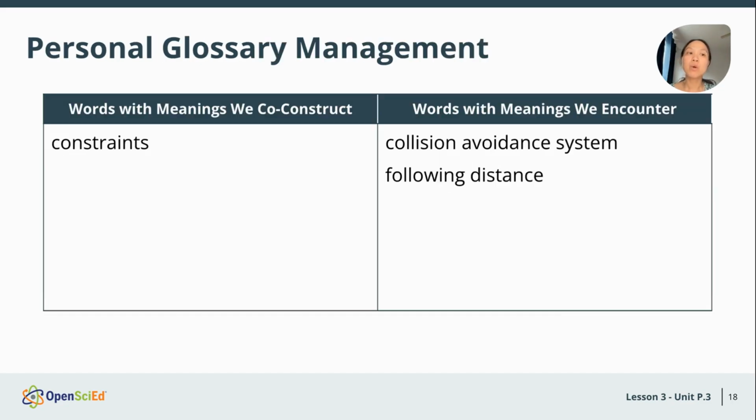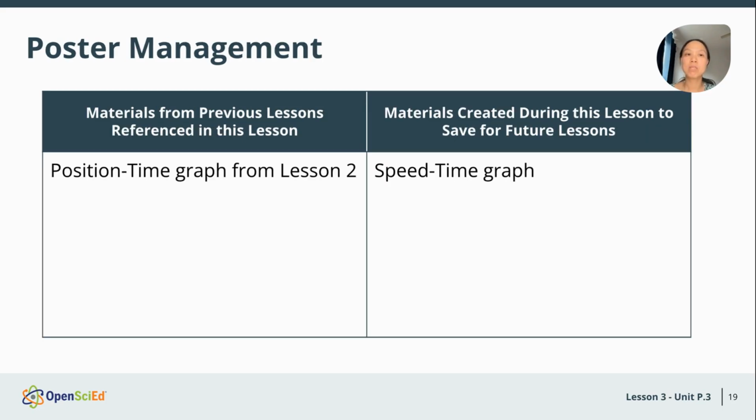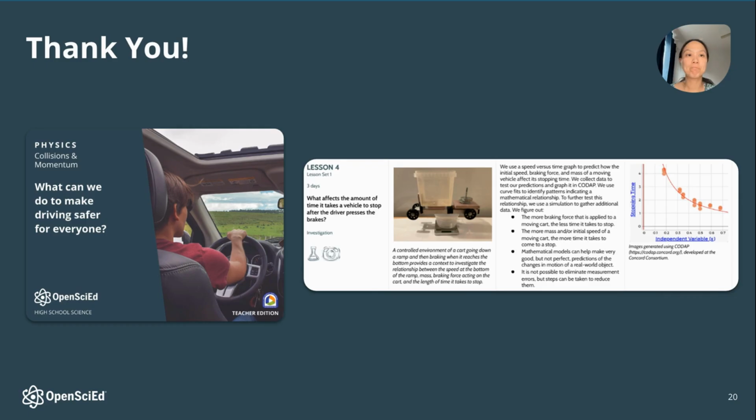In this lesson, we develop an understanding of the word constraints, and we encounter the words collision avoidance system and following distance in the reading about engineering design solutions to avoid collisions. You will need the position time graph from Lesson 2 and should keep the speed time graph from this lesson for future lessons. Well, this is Lesson 3 in a nutshell.